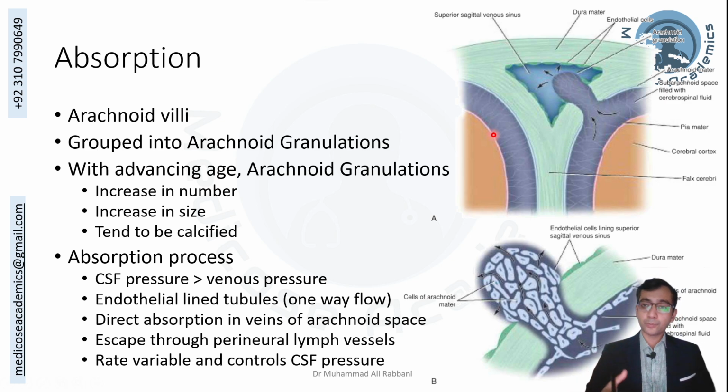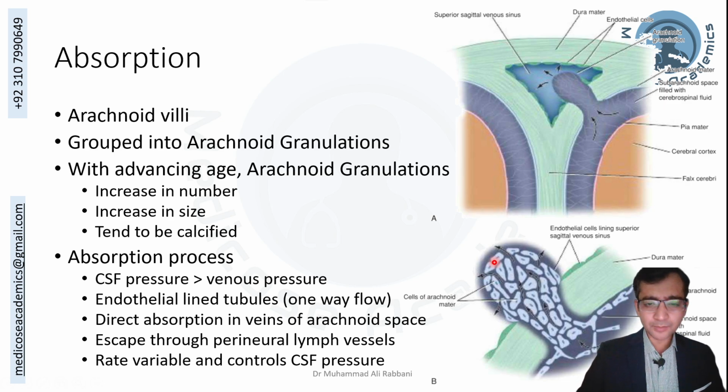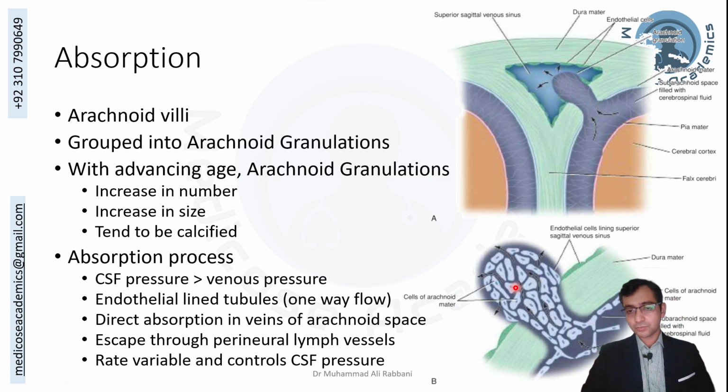If the CSF pressure becomes higher, more will go out. If the CSF pressure is low, the outflow will automatically be reduced. Endothelial-lined tubes are present through which the fluid goes into these sinuses, and this gives one-way flow. By the way, there is some direct absorption into veins from the arachnoid space too, and there is some escape through perineural lymphatic vessels.